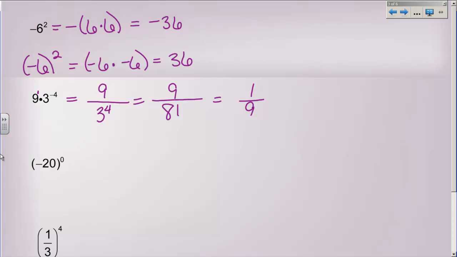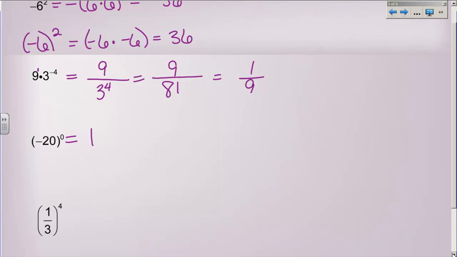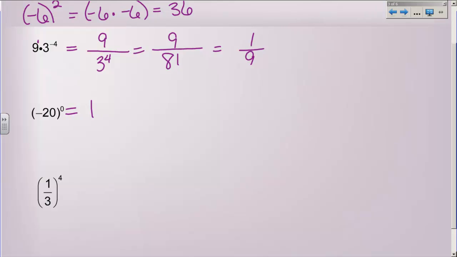The next one should be easy. Negative 20 to the power of 0 equals, that's right, it equals 1. Done. That should be the easiest one for you to do. Look for powers of 0. They make your life easy and fun.